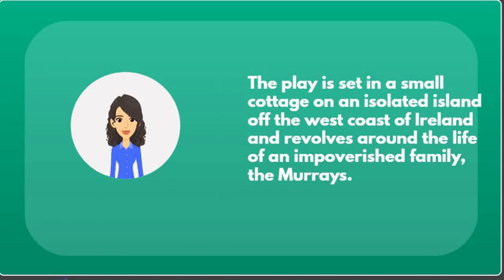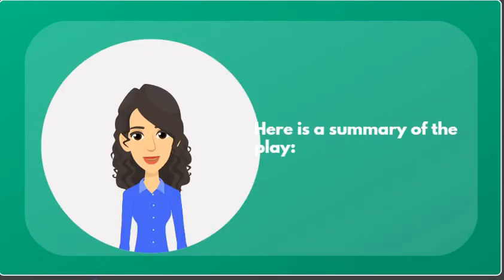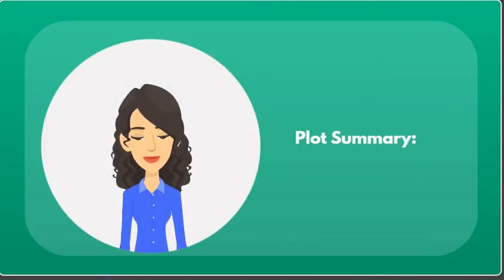The play is set in a small cottage on an isolated island off the west coast of Ireland and revolves around the life of an impoverished family, the Murrays. Here is a summary of the play. Plot summary.